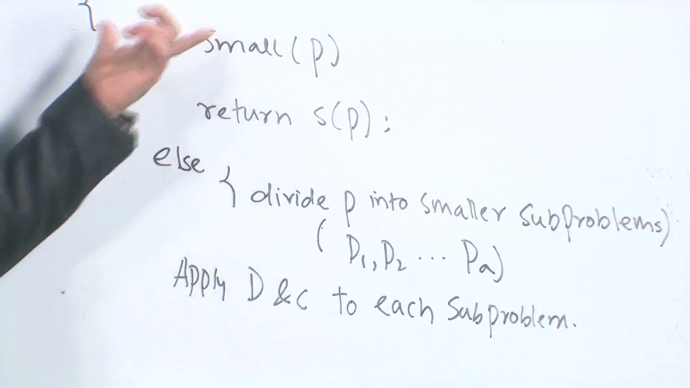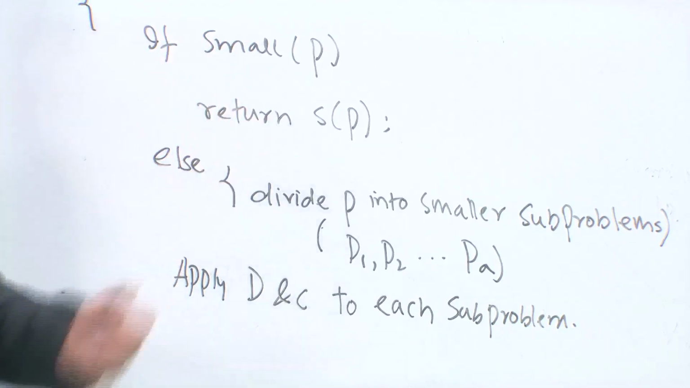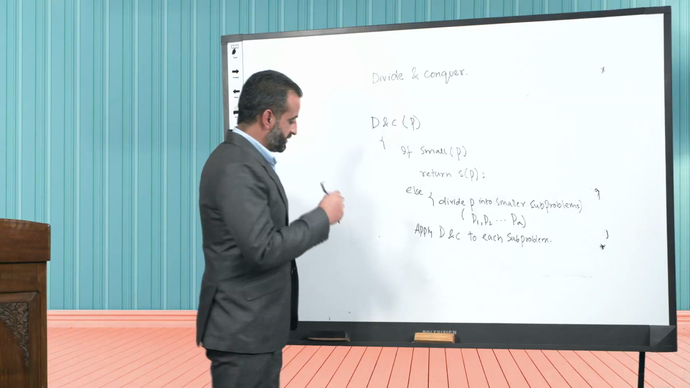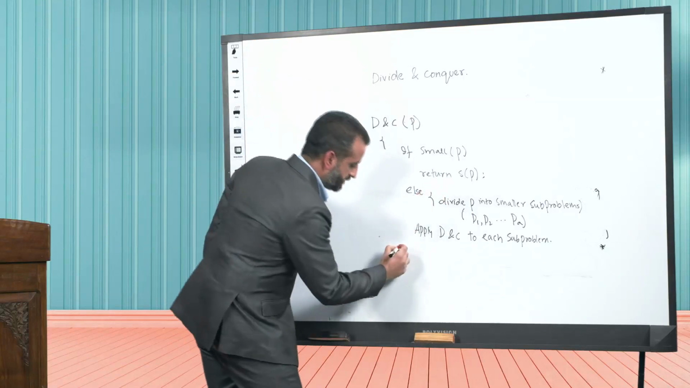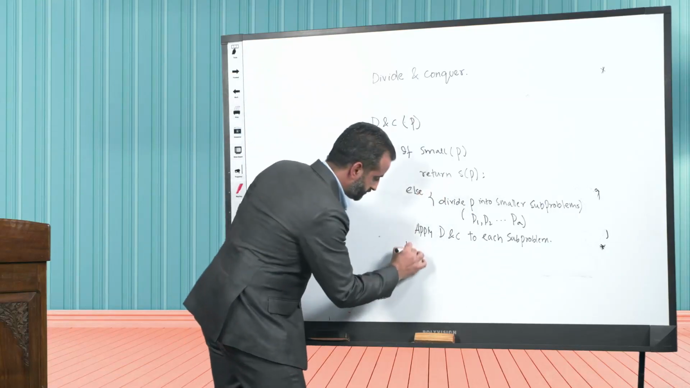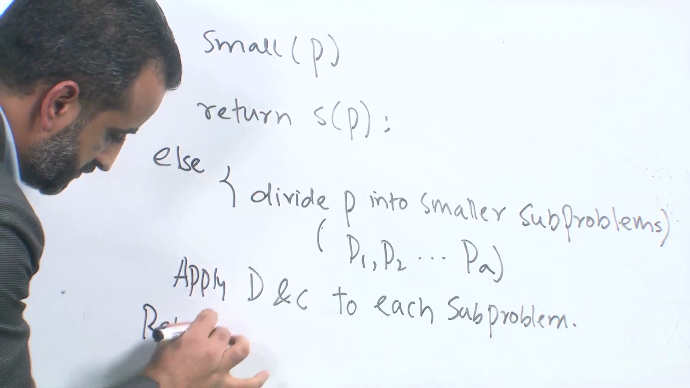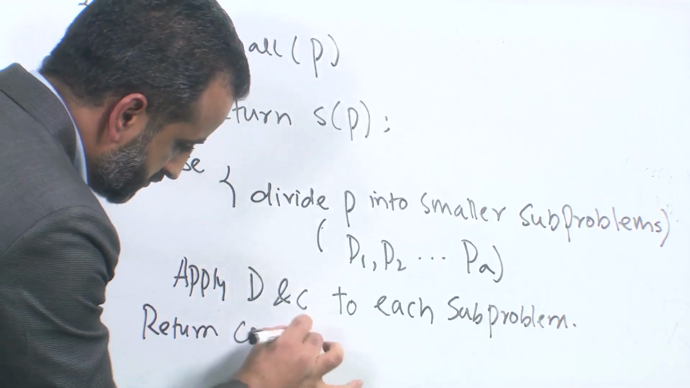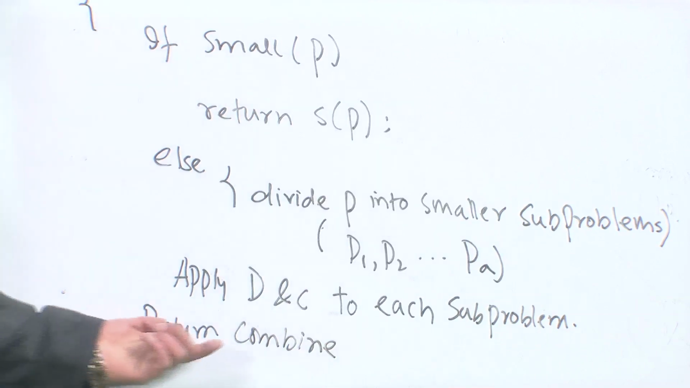Once we are done with the division part of this, what we will try is to combine the results that are returned from here. So this is the combination part of this.